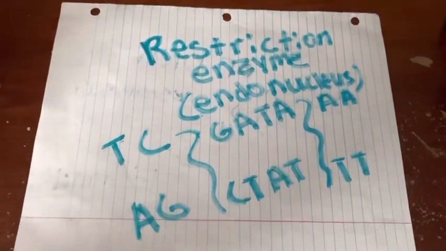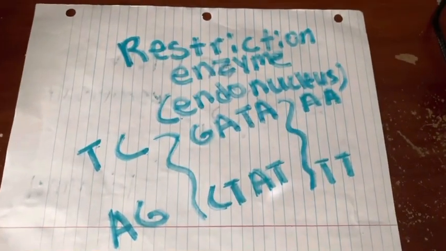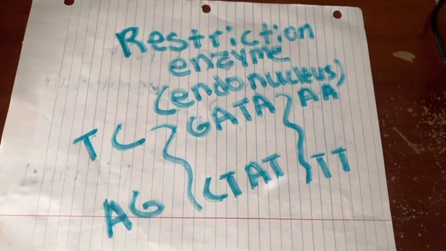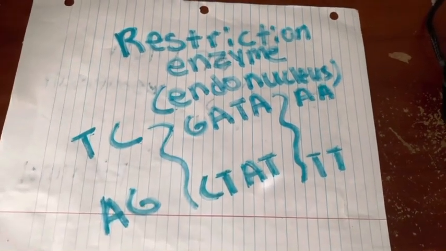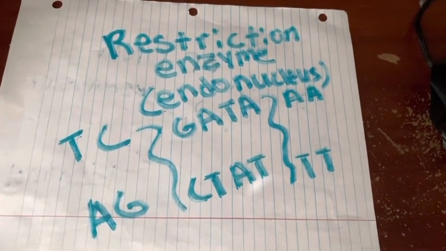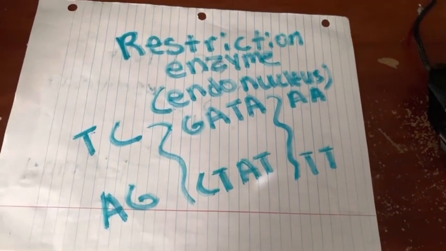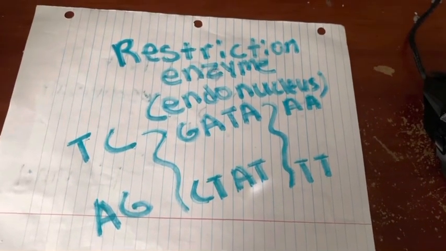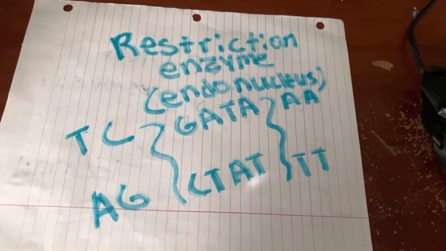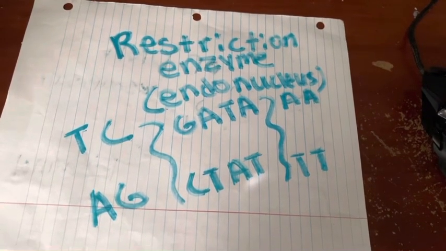Endonuclease is a restriction enzyme. A restriction enzyme is essentially a protein that basically stops or cuts DNA molecules at specific sequences. So you can see GATA is getting stopped, which stops it.